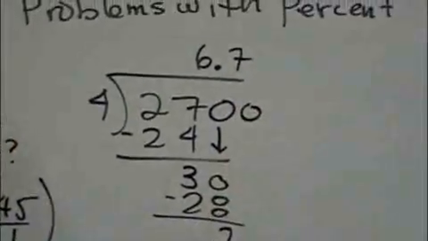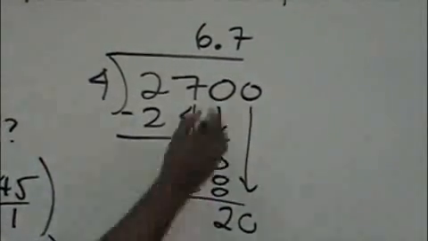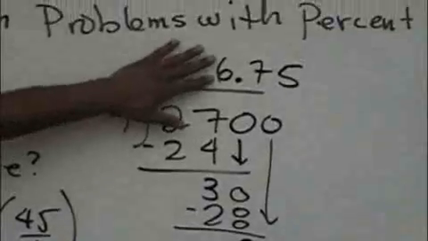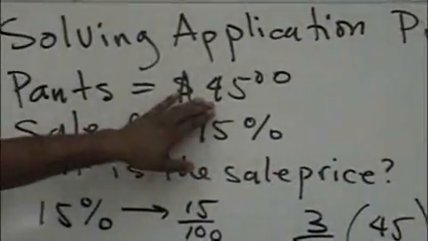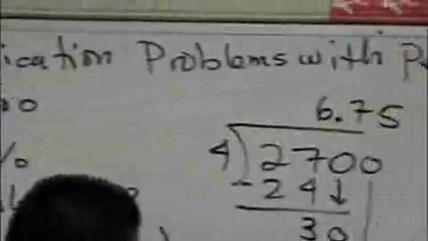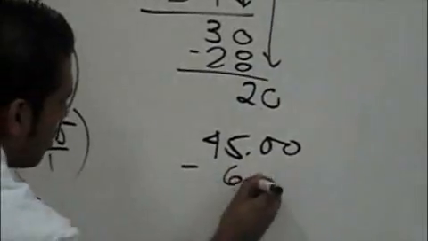Add another 0. Drop the 0. How many times does 4 go into 20? That's a 5. So 6.75 is not your answer. It's how much of a discount you're going to get from 45. To get the sale price, you're going to have to subtract 6.75 from $45.